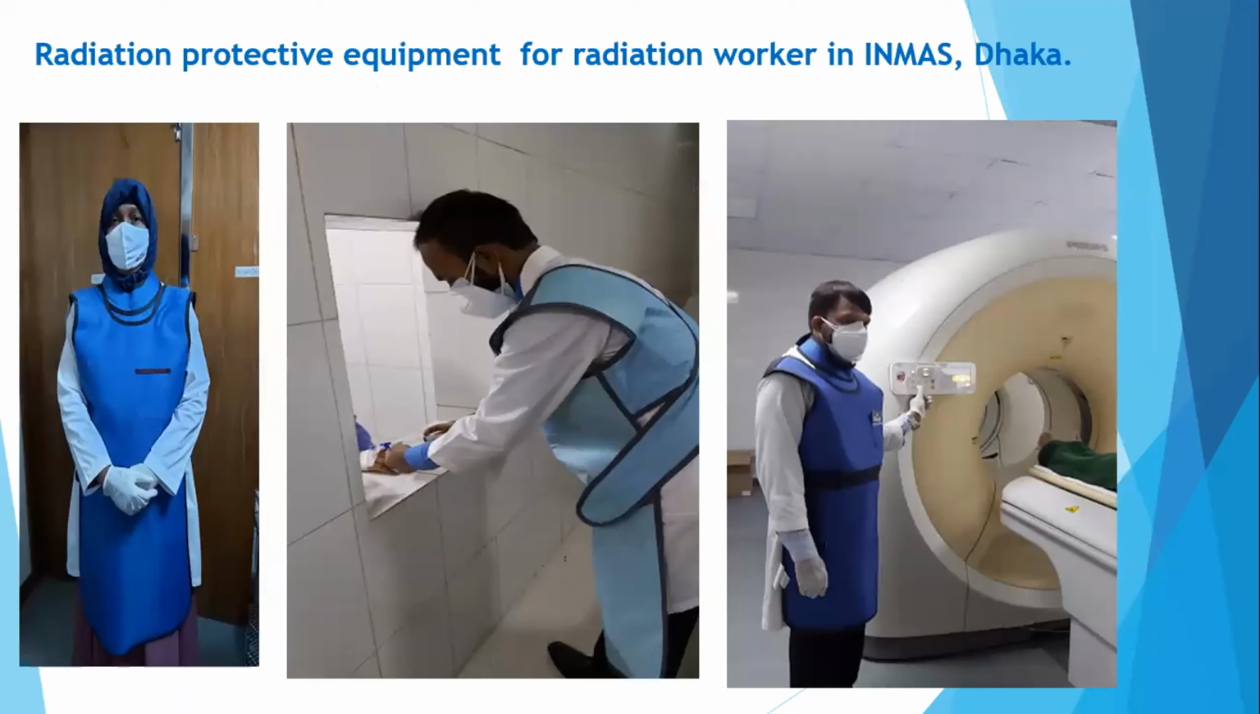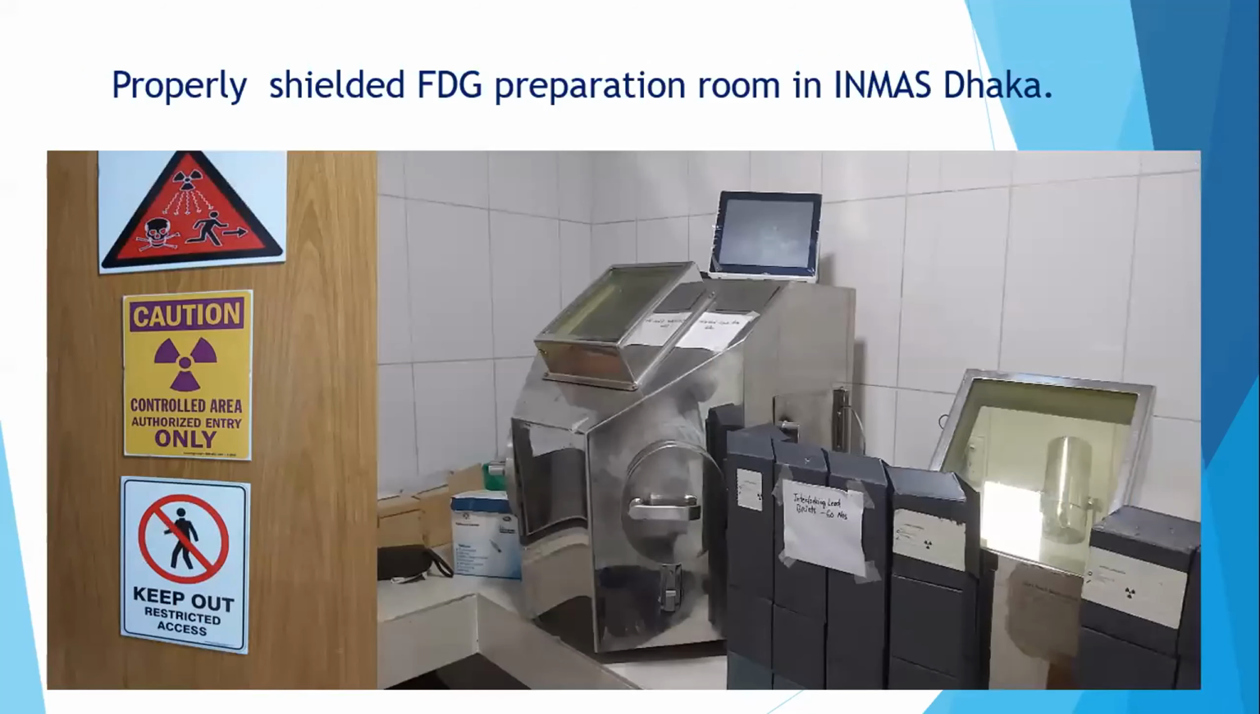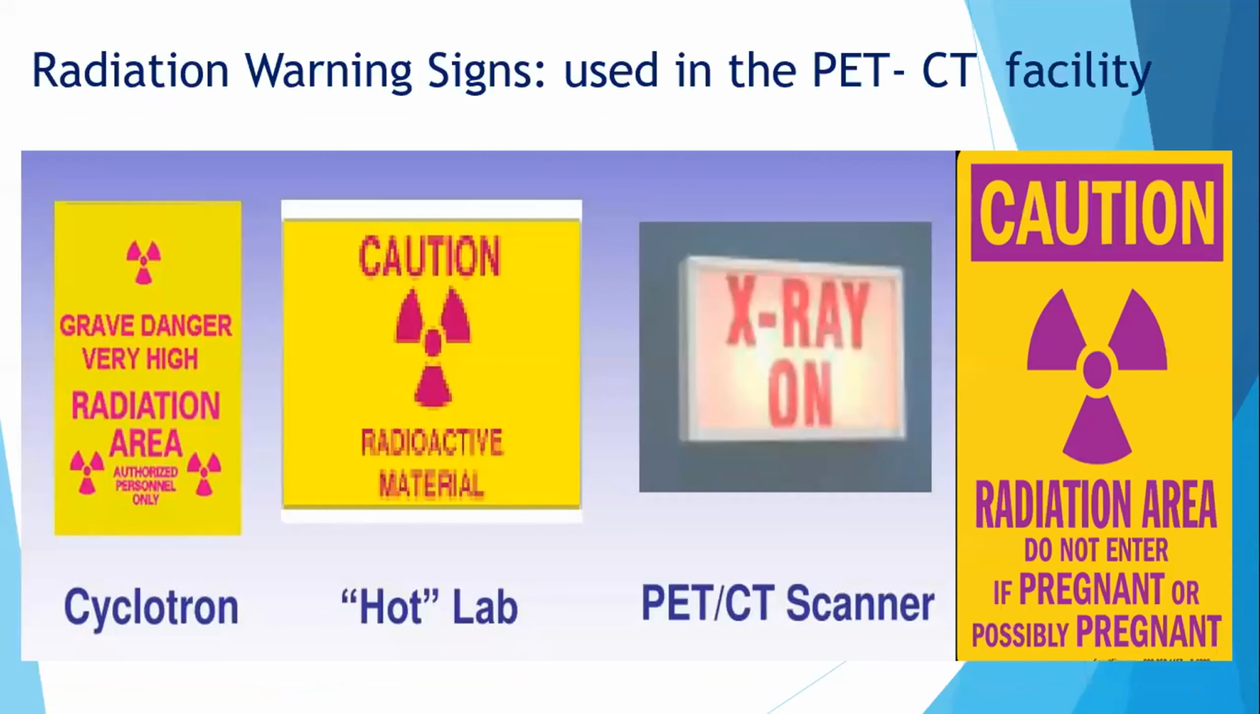BAC provides all its staff with personal radiation protective equipment, and a thermoluminescent dosimeter is also provided. During scanning, storage of FDG is in a specialized lead container. This is the properly shielded FDG preparation room in INMAS, Dhaka. And this is the radioactive waste room.